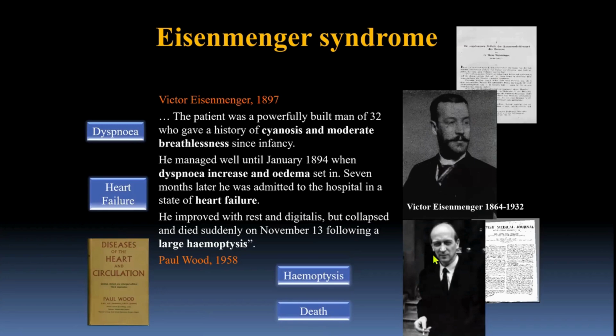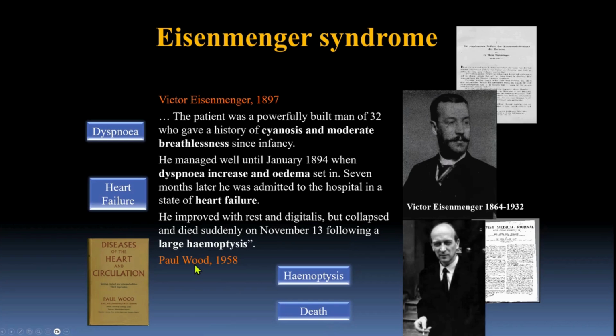Eisenmenger syndrome. This is Eisenmenger, Professor Dr. Eisenmenger. This is Paul Wood, who systematically described Eisenmenger syndrome almost 60 years after Eisenmenger. Victor Eisenmenger described this man, a powerfully built 32-year-old. So you see, like today, we have many adults with Eisenmenger syndrome, who of course are blue and are breathless. He managed well until some point when he started becoming more breathless and developed peripheral edema, so congestive heart failure. He was admitted to hospital and given rest and digitalis. That's the only thing they could give, and then collapsed and died suddenly from a large hemoptysis.